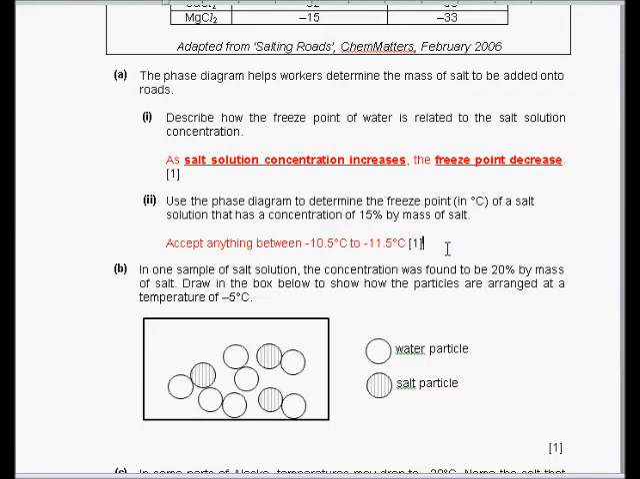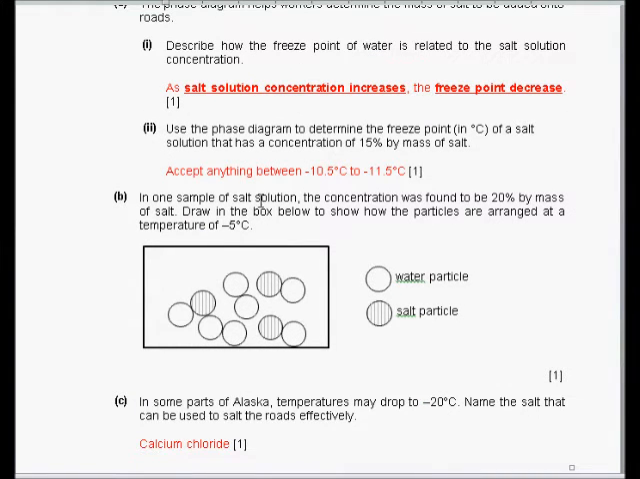Use your ruler. Now in one sample of salt solution, now the question states very clearly salt solution, that means it only has salt and water. The concentration was found to be 20% by mass of salt. Draw in the box below to show how the particles are arranged at a temperature of -5 degrees Celsius. It is a salt solution, liquid. So when you draw the kinetic particle diagram for liquid, some particles touch, some don't touch.